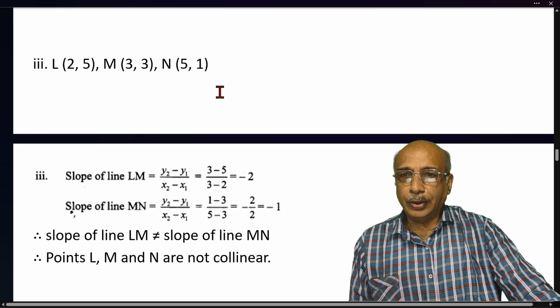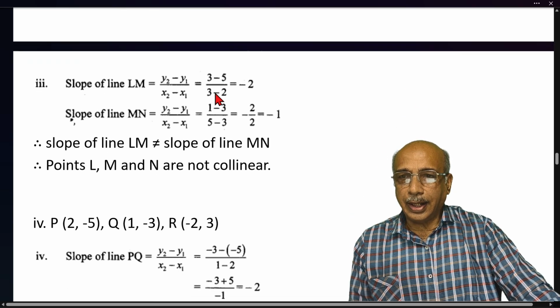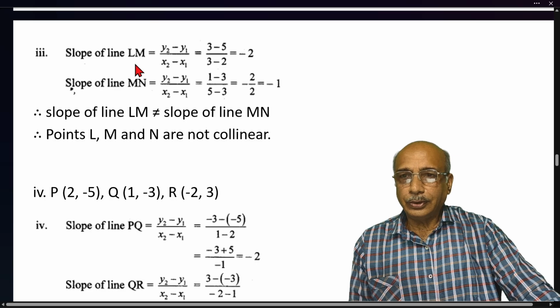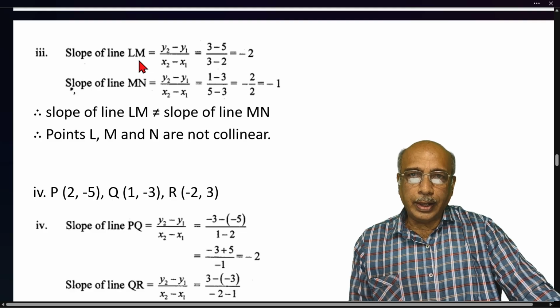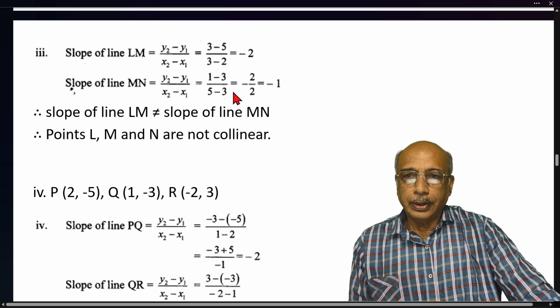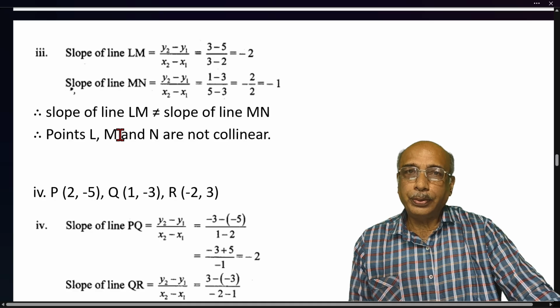Next problem related to L, M, N. Again, slope of line LM we will calculate by using the formula y2 minus y1 upon x2 minus x1. Calculating the values, we will get minus 2. Slope of line MN equals, again, minus 1. Here, the slope of line LM is not equal to slope of line MN. Slopes are not equal. Therefore, the points L, M, N are not collinear.